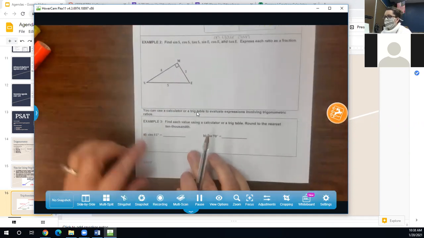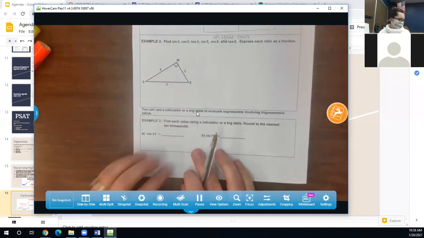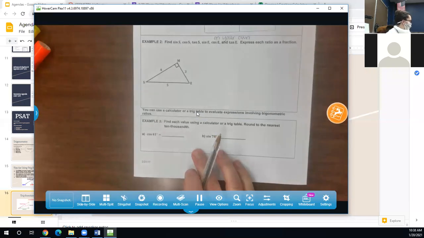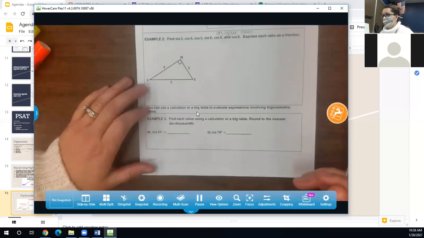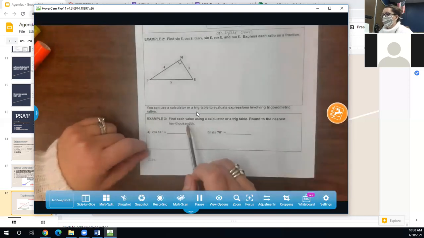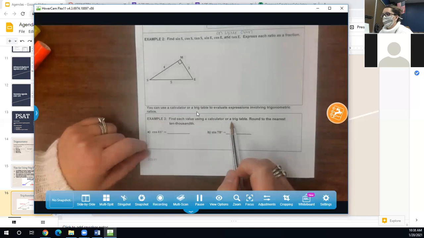Now let's move down here to example 3 because I wanna make sure that we get to our assignments for today. Because really our assignment today is just doing the ratios, okay? So it says find each value using a calculator or a trig table, round to the nearest 10,000.